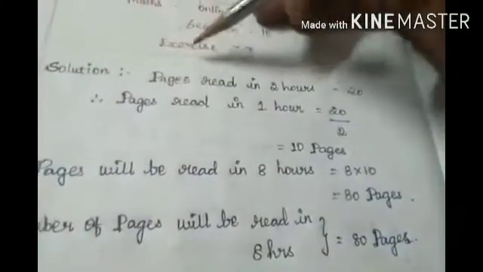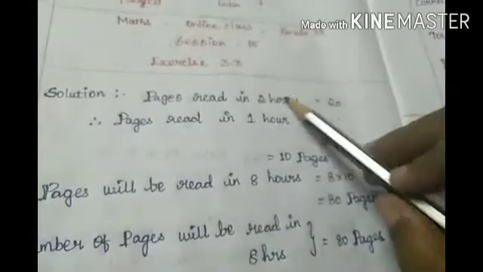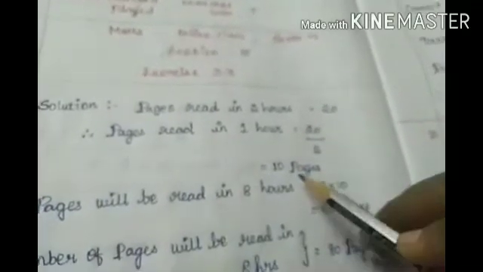Now we are going to see the solution. Pages read in 2 hours. In 2 hours how many pages did he read? 20 pages. First we are going to find out the pages read in 1 hour. 1 hour equals 20 by 2. We cancel, which means in 1 hour how many pages did he read?